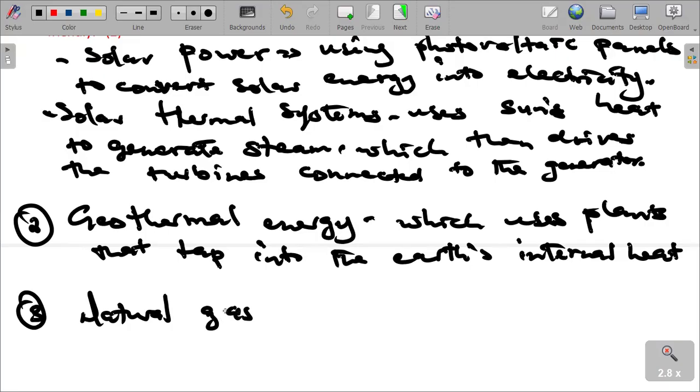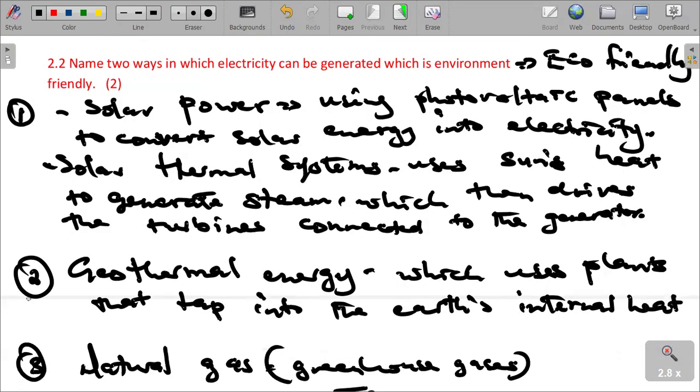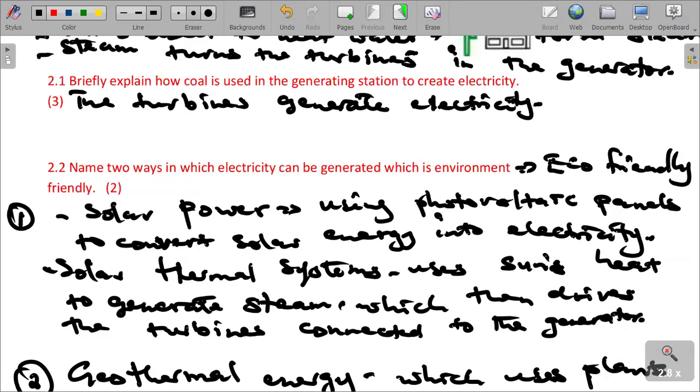So now, in this case, there is also some kind of problem which has to do with greenhouse gases, which in the long run can also not be environmentally friendly. So for environmentally friendly measures, we can talk about one and two. One, solar power systems, or geothermal energy, which uses plants that tap into the Earth's internal heat, and this can also be used as a source of energy.